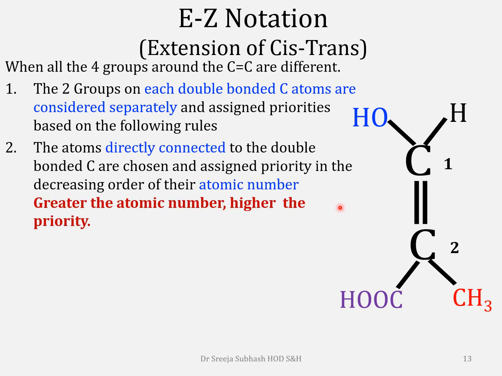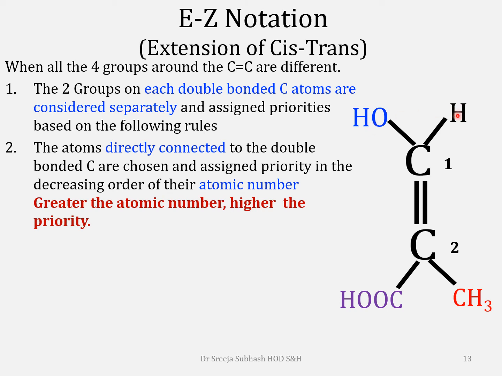Now, how to assign priority? This is a very important point. The atoms directly connected to the double bonded carbon are chosen and assigned priority in the decreasing order of their atomic number. Let us see. The atoms directly attached to the doubly bonded carbon. Well, let us consider carbon 1 first. What are the groups attached? One is hydrogen, one is OH.